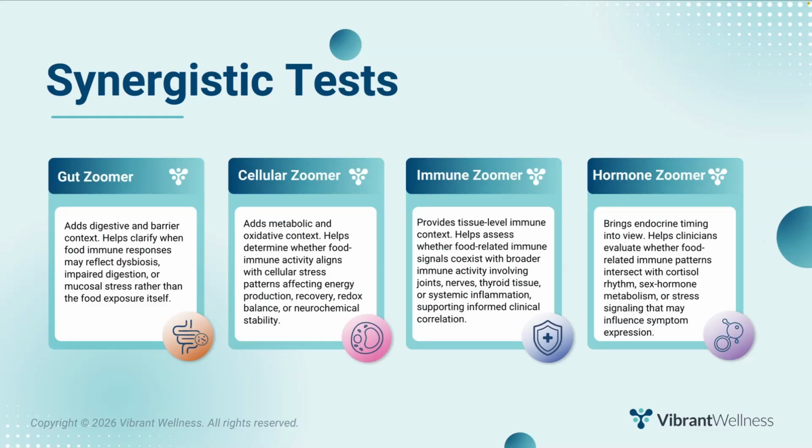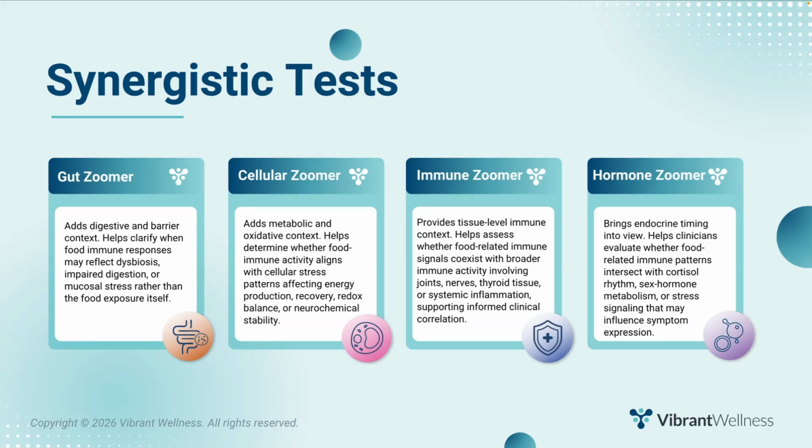In addition to Vibrant's food zoomer, also consider the gut zoomer, which adds digestive and barrier context, helping clarify when food immune response may reflect dysbiosis, impaired digestion, or mucosal stress rather than the food exposure itself. Also, cellular zoomer, which adds metabolic and oxidative context, helping determine whether food immune activity aligns with cellular stress patterns affecting energy production, recovery, redox balance, or neurochemical stability.